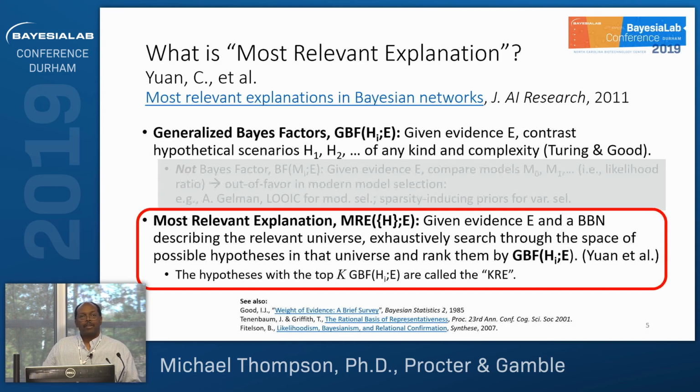And BayesiaLab has one of the smartest, because they have one of the smartest developers, and they use a genetic algorithm that goes through and identifies these cases by looking through. And usually you cap it: I want the K top hypotheses to explain these examples in this evidence. In the paper by Yuan et al., they call that the KRE, the K most relevant explanations.